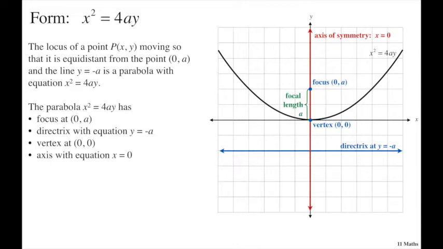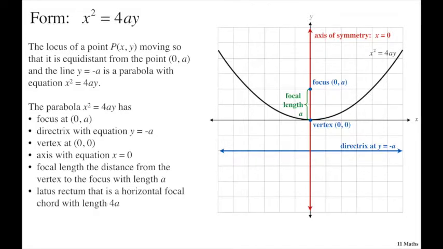We've also got that special length called a, which is called the focal length. We have our latus rectum. Now, one thing about the latus rectum, and we'll have to prove it later, but the latus rectum always has a length of 4a.